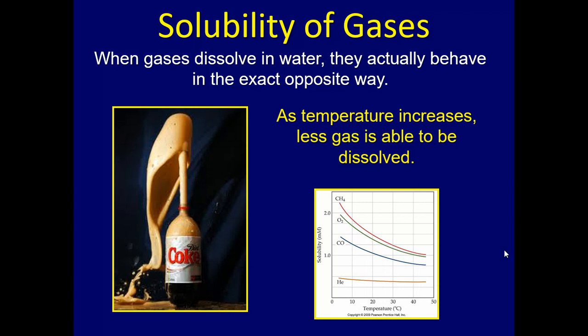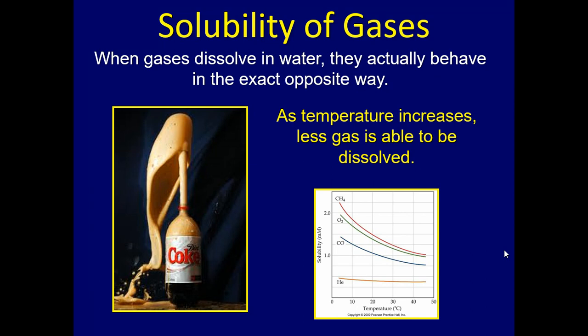Now, gases actually have an opposite effect. When gases dissolve in water, they behave in the opposite way. As temperature increases, less gas is able to be dissolved. On this graph, we can see methane, CH4, oxygen gas, O2, carbon dioxide gas, CO2, and helium gas, He. And you'll notice that they curve downwards. So as you increase temperature, less is able to be dissolved.